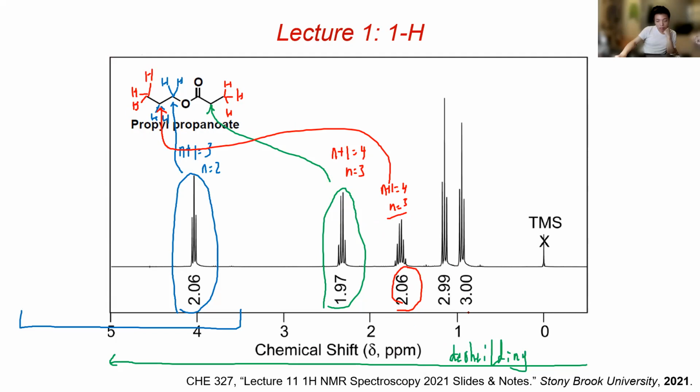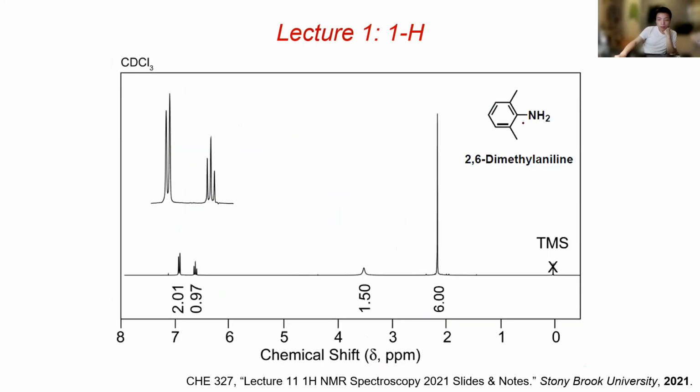And then now we just have to decide which one is which. This one is more shielded, which means it's far away from the electronegative atoms. This one is more de-shielded, which means it's closer to the ester group. And this one is farther away, so that's why it's more shielded. How about this one? Benzenes. Benzenes are usually around 8 to 6.